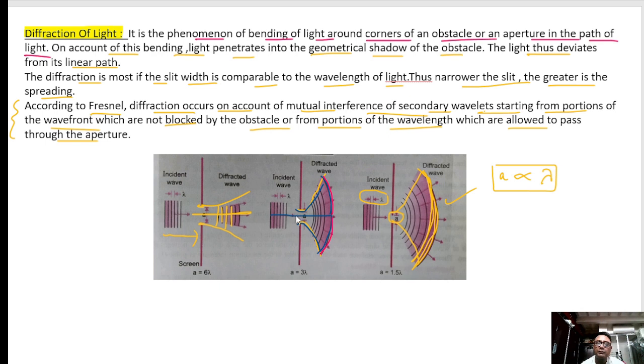This portion will not bend at all, but due to the bending of the light around the corners, the light will start to bend, and that is the cause of the diffraction. Light here will not bend so much, but light here will bend. So due to the bending, it takes the form of a spherical shape. This is the main cause of the diffraction. Clear?